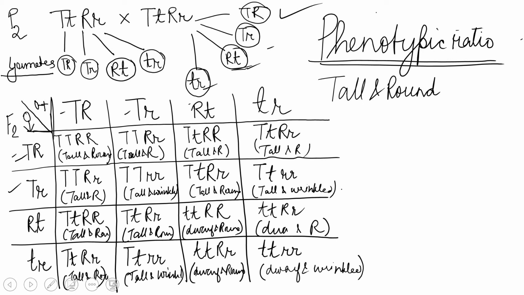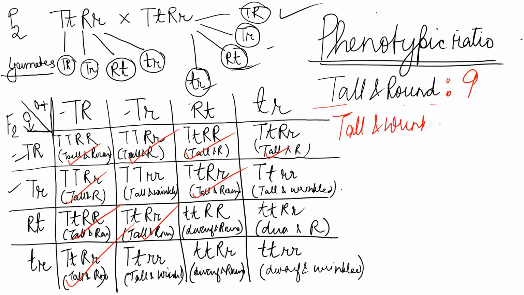I think now I need to change the ink. How many tall and round do we get? Tall and round: 1, 2, 3, 4, 5, 6, 7, 8, 9. So there are 9 tall and round, that is tall plants with round seeds. Next, what shall we find out? Tall and wrinkled. How many tall plants with wrinkled seeds are there?